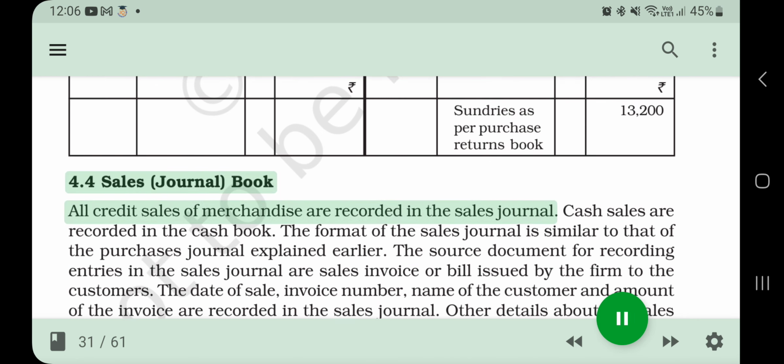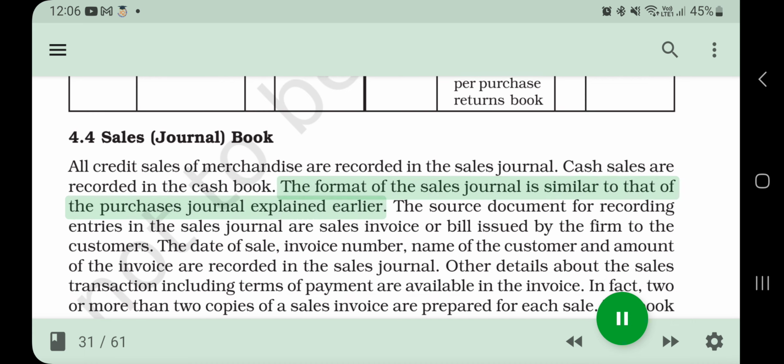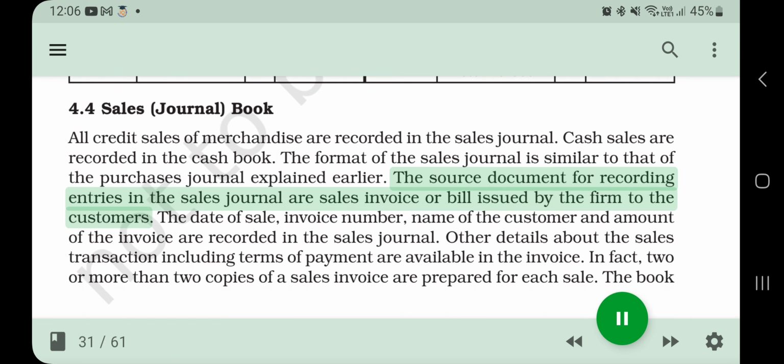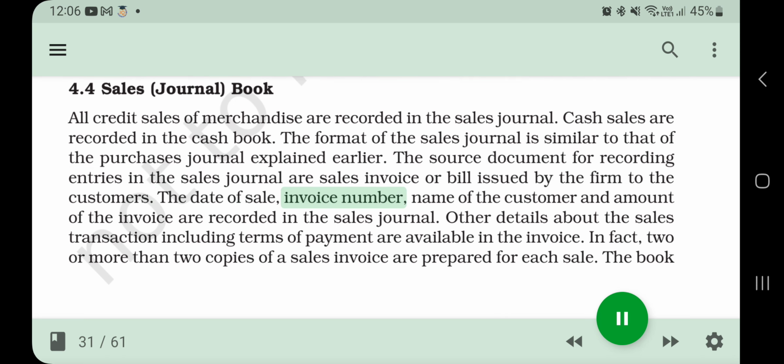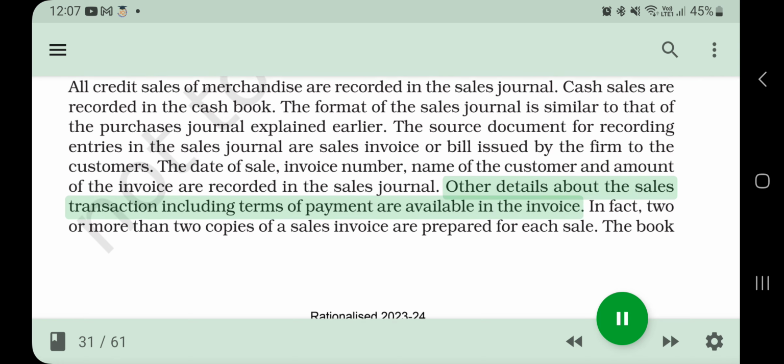4.4 Sales Journal Book. All credit sales of merchandise are recorded in the sales journal. Cash sales are recorded in the cash book. The format of the sales journal is similar to that of the purchaser's journal explained earlier. The source document for recording entries in the sales journal are sales invoice or bill issued by the firm to the customers. The date of sale, invoice number, name of the customer and amount of the invoice are recorded in the sales journal.